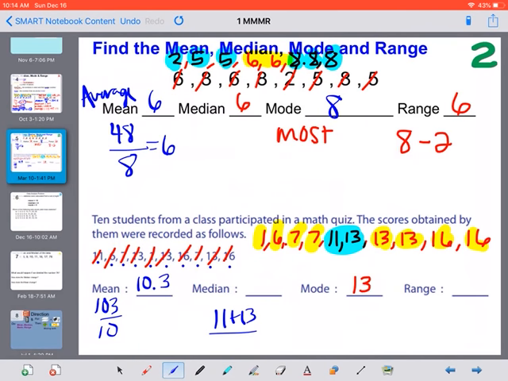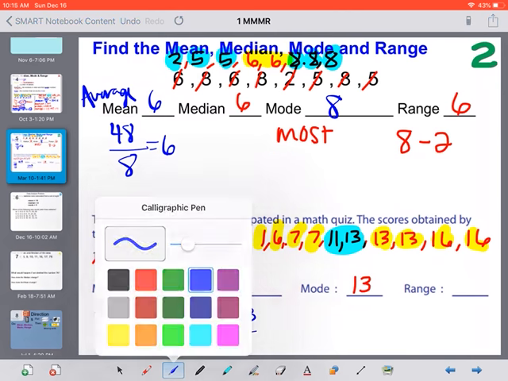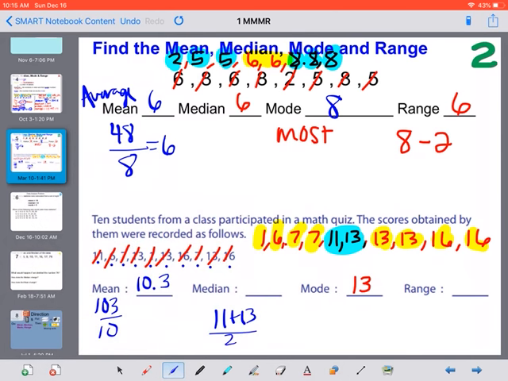11 plus 13, divided by 2. Why is that not staying there? There we go. 11 plus 13 gives us 24. 24 divided by 2 is 12, which makes sense. Between 11 and 13 is 12. And then our range, biggest number minus the smallest number, gives us 15.